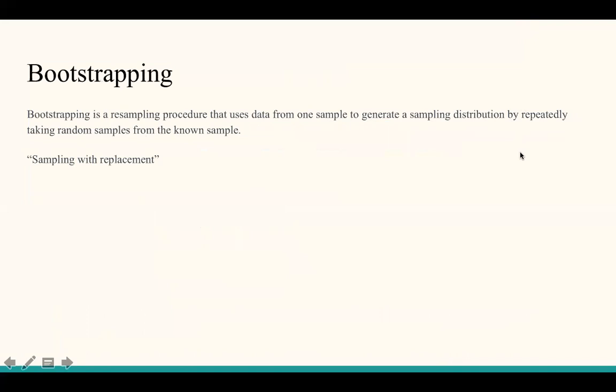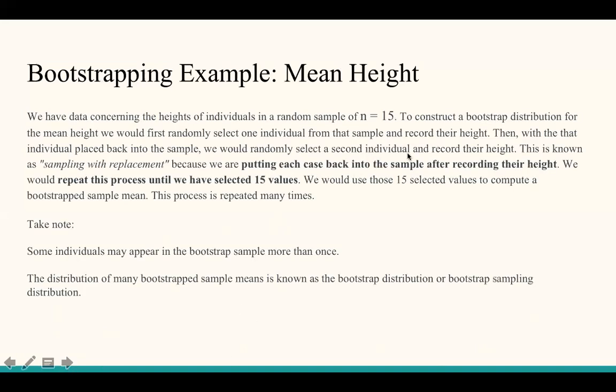All right, so moving on to bootstrapping. We're moving away from confidence intervals now, and we're moving into bootstrapping. Bootstrapping is a resampling procedure that uses data from one sample to generate a sampling distribution by repeatedly taking random samples from the known sample. So that's a lot of sample talk there, but it's also known as sampling with replacement.